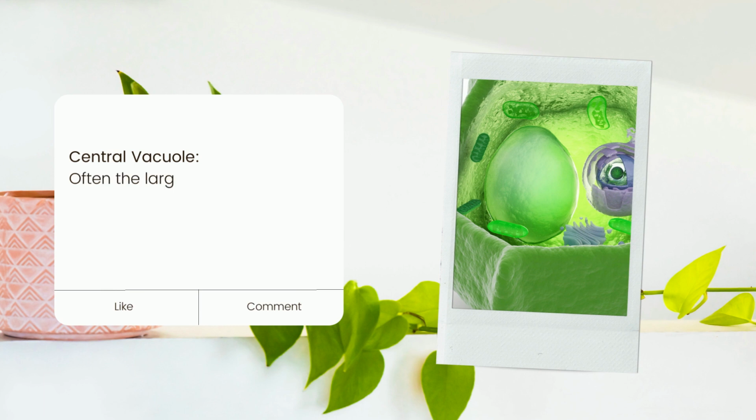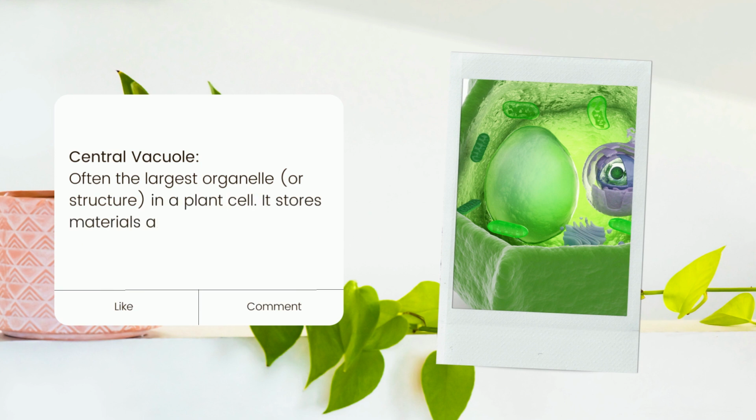Next, we have the central vacuole. Often the largest organelle or structure in a plant cell, it stores materials and waste for the plant to thrive. It is the largest substance in this particular cell. It is the green egg-shaped substance. Let me point out that it appears egg-shaped in this image and not in all plant cells.